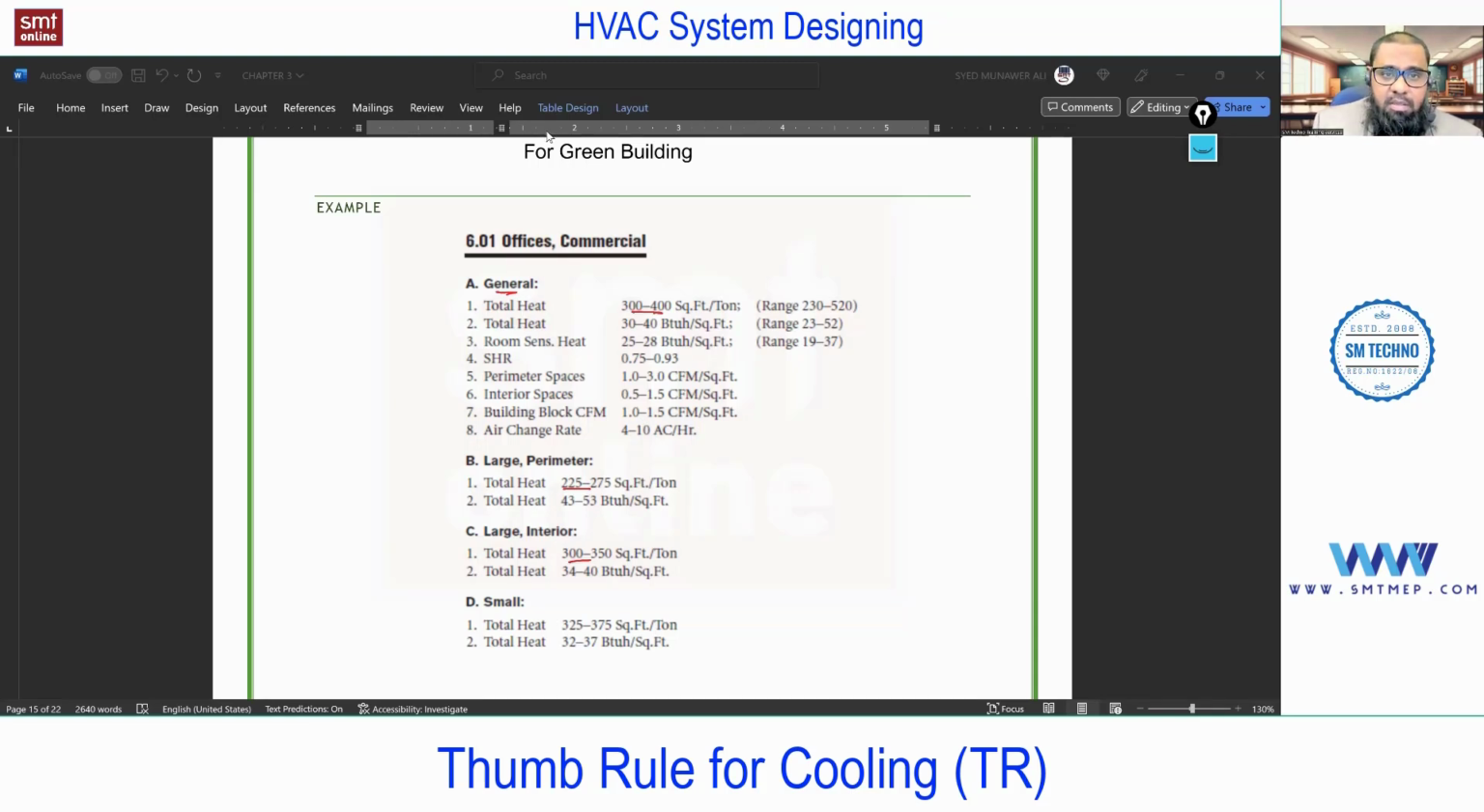In that, you'll find the rules of thumb for different applications. I just picked office, with section 6.01. Similarly, you'll find the rules of thumb for hotels, for schools, etc. I'll share that with you, don't worry, at the time of calculation. This is just an example.